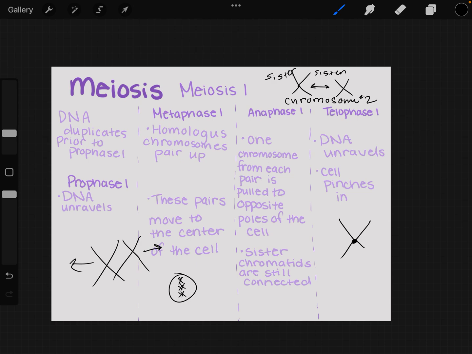They're still connected at that point. Once that happens, telophase 1 is going to happen again. The DNA is going to stop being supercoiled and it's going to unravel. The cell will pinch in, and now we have 2 diploid cells. Yay! Or 2, sorry. No, yeah, 2 diploid cells.